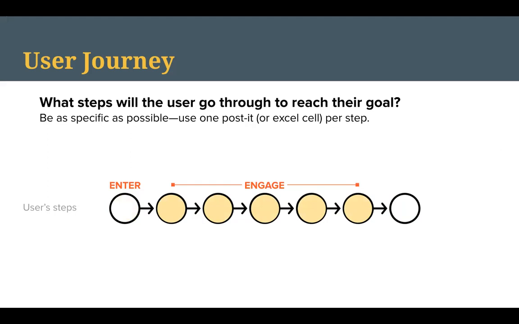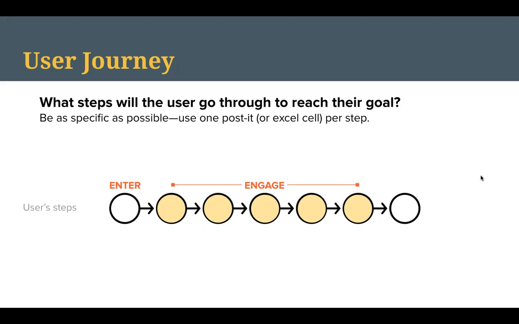The rest of those Post-its, or if you're using an Excel spreadsheet, one by one, you're going to map out the action steps that the user goes through to reach that goal. This is where the Post-its are really nice, or just the malleability of the tool, because you might go down the line and realize, oh, I actually missed a step here, or I missed several steps, or actually these steps are out of order.